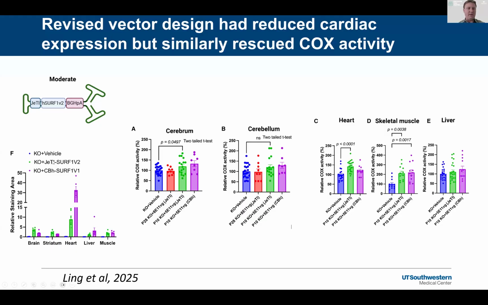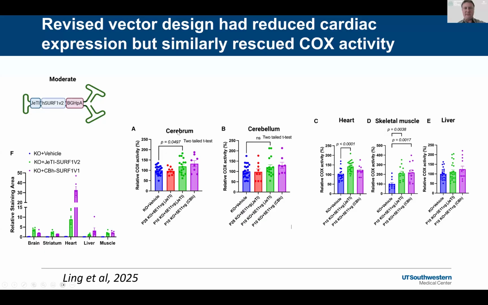And so comparing the two constructs, our original with the CBH promoter and the revised one with this JET-I promoter, we saw significantly reduced expression in the heart, and modestly reduced expression in the brain, including the striatum. We think that we're seeing increased expression in the liver, probably due to a degree of liver toxicity that maybe we weren't recognizing, or unoptimal expression.